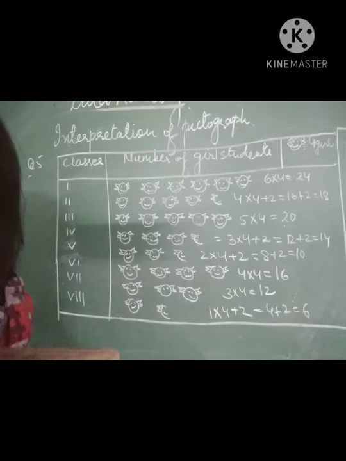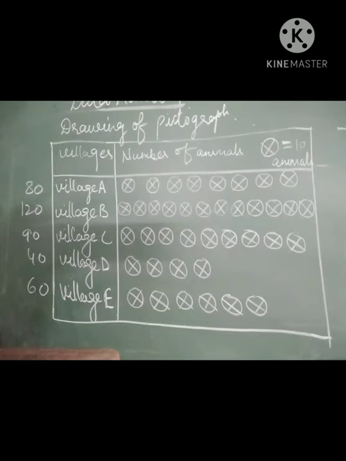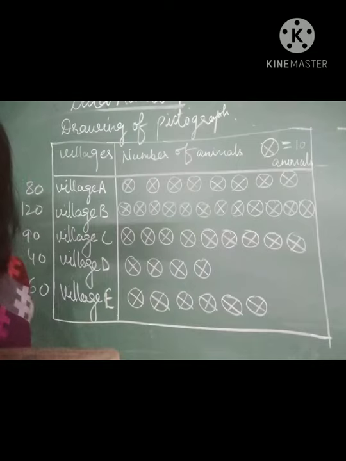Now we will learn how to make the pictograph for the given data. In exercise 9.2, see the first question. Information is given on how many animals are there in different villages A, B, C, D and E. So we have to draw the pictograph for the given information.